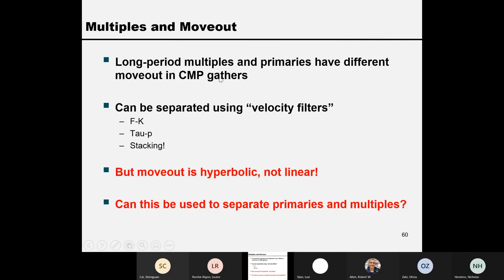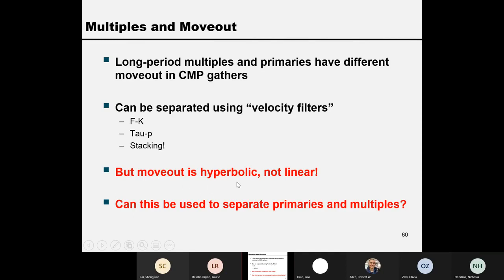So multiples, for long period multiples, are predictable, right? And in the CMP gather, they have different offsets, right? All this we call the velocity field. In the FK method, we use 90% velocity, so we can have negative and positive dips. That's based on the velocity, right? So everything so far, FK, tau-P, all based on the velocity, right? And stacking also, NMO also. So velocity is a key element here, and all of this we can call the velocity field.